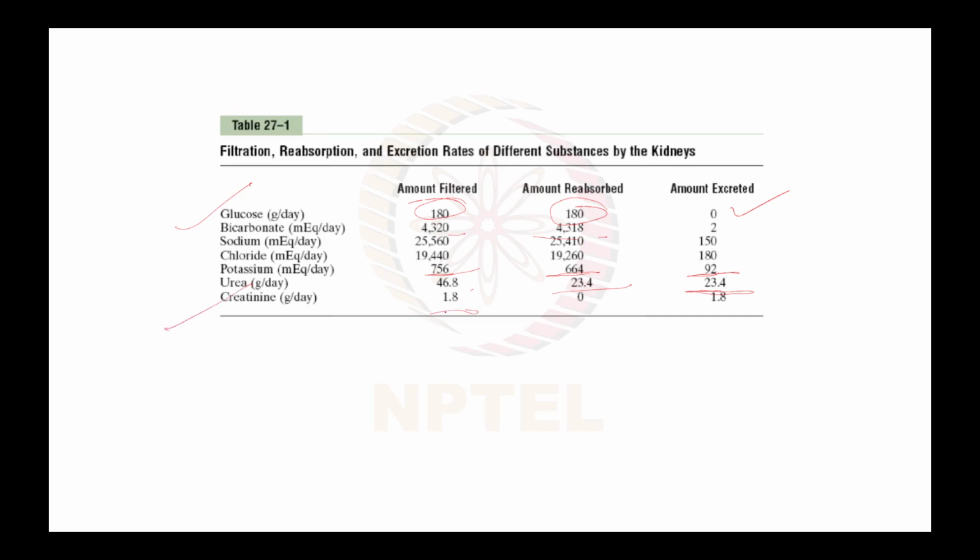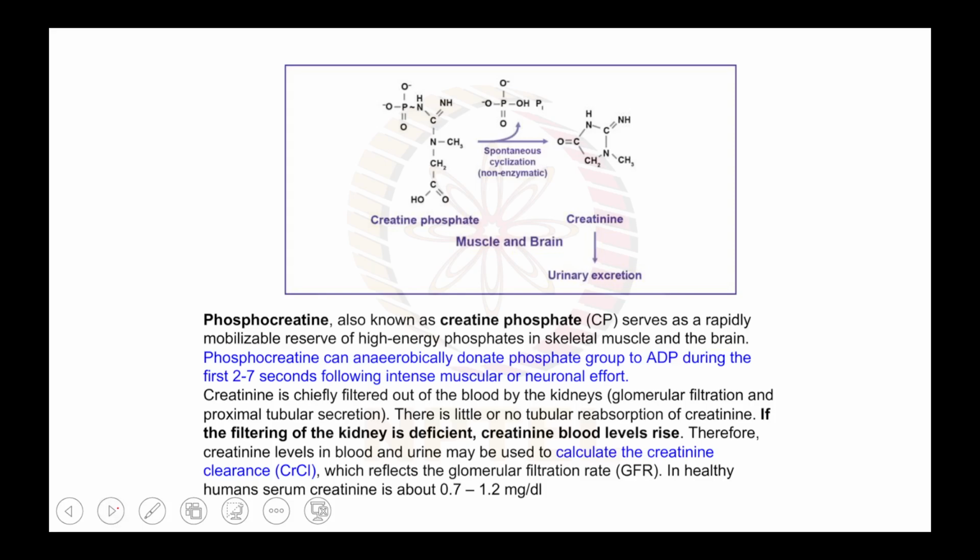Creatinine: 1.8 gram per day of creatinine is filtered, nothing is reabsorbed, and everything is excreted in the urine. So this is creatinine.